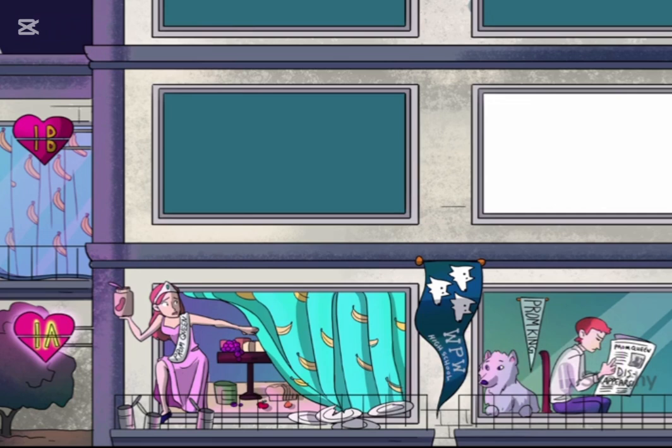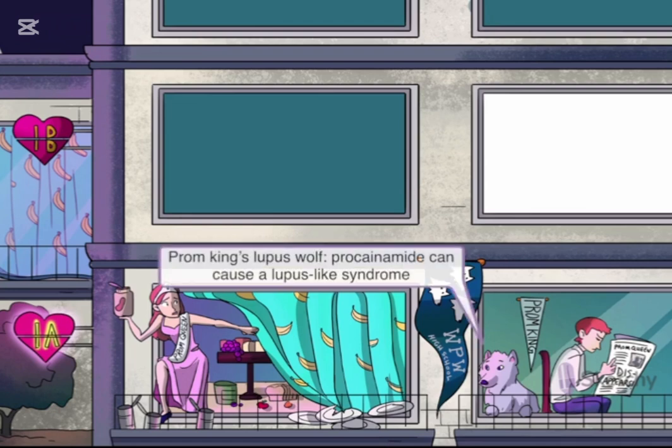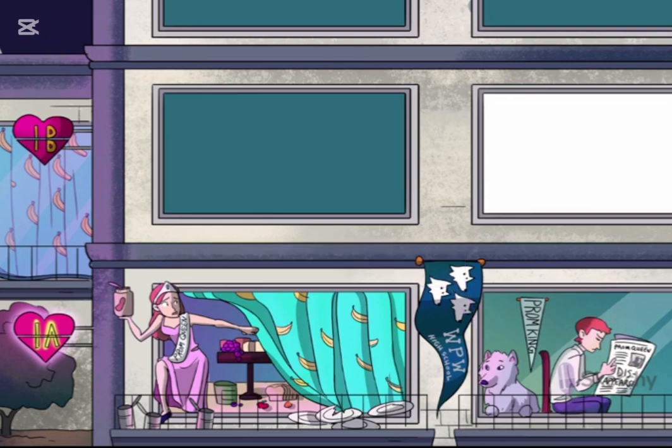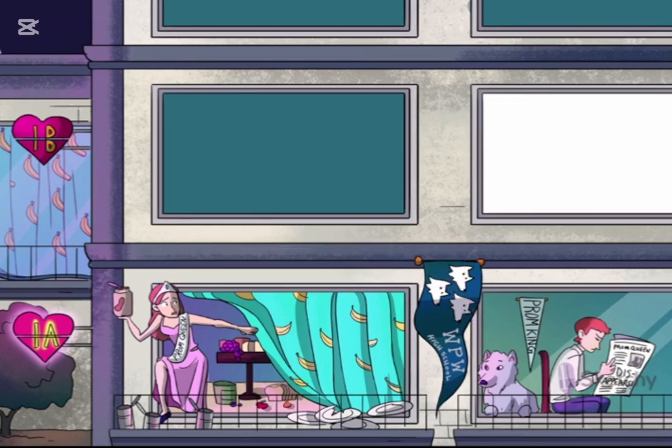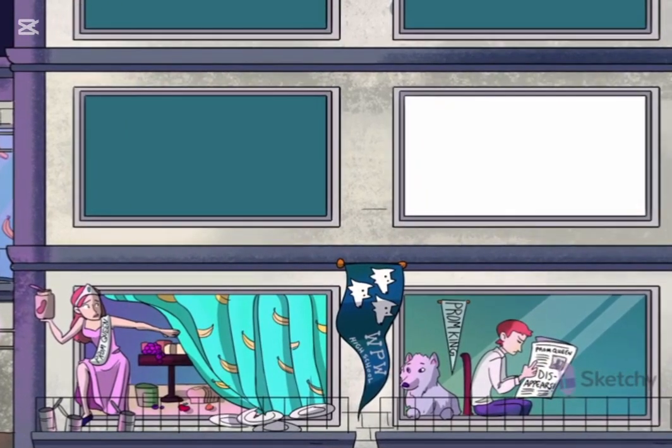All the commotion out on the balcony has gotten the attention of the prom king's only remaining companion, his pet wolf, a lupus wolf, that is. Remember that long-term procainamide therapy will lead to an increased anti-nuclear antibody titer and may cause a syndrome resembling lupus erythematosus. Symptoms of drug-induced lupus can include arthralgia and arthritis, or less commonly, pleuritis, pericarditis, and parenchymal pulmonary disease.